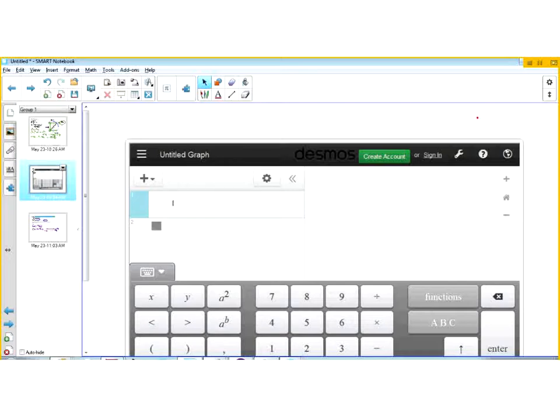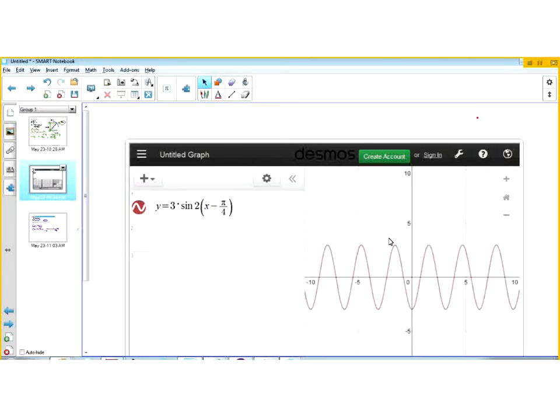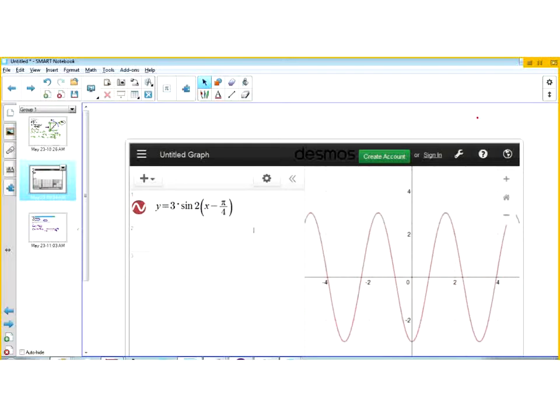So y is equal to 3 times sine of 2 times x minus pi over 4. Is it not drawing the graph? Okay, there it is. So there's a sketch of the graph. Now, let's zoom in. How about I do it over.